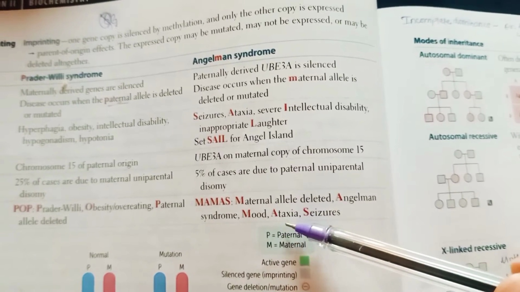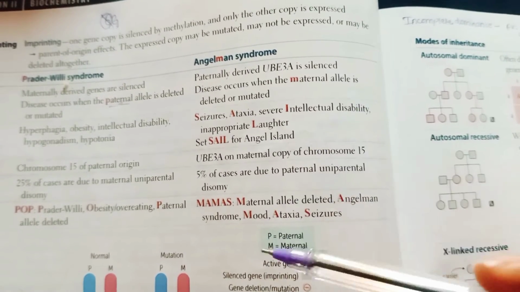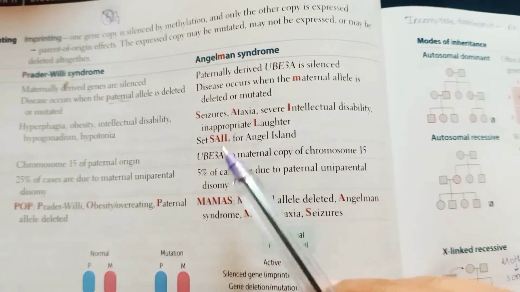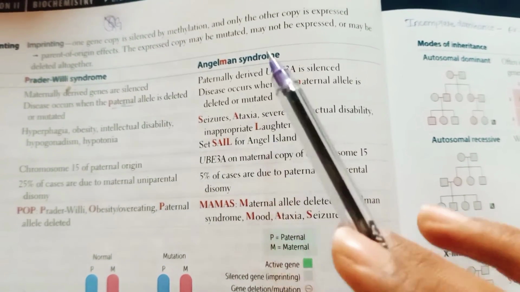Mood is gone, ataxia, scissors. Mood is nothing but intellectual disability. Funny thing is inappropriate laughter in Angelman syndrome.